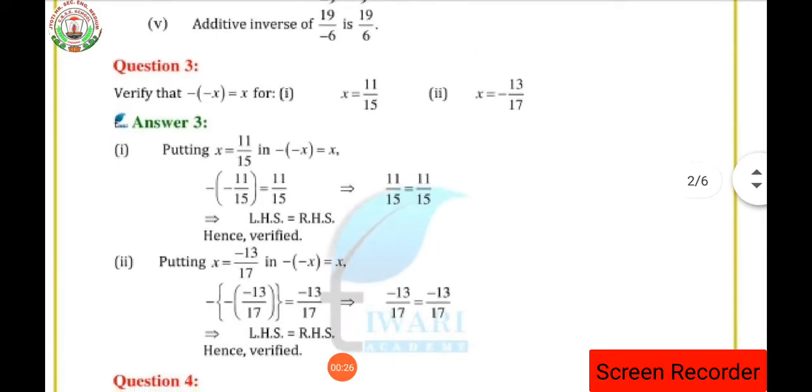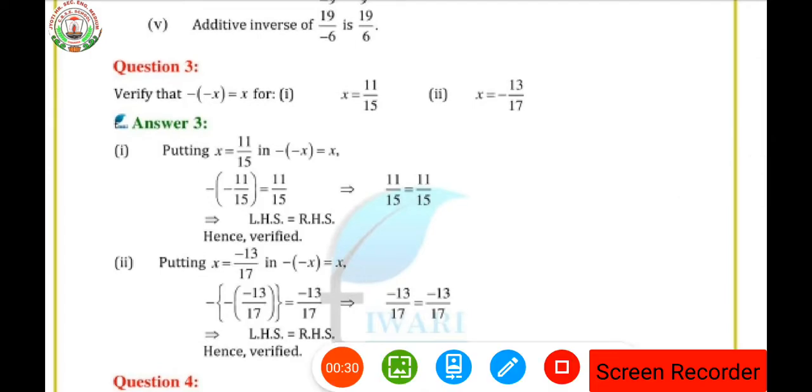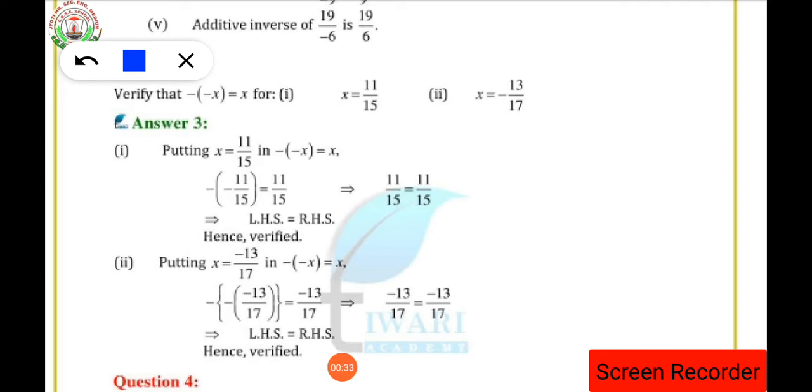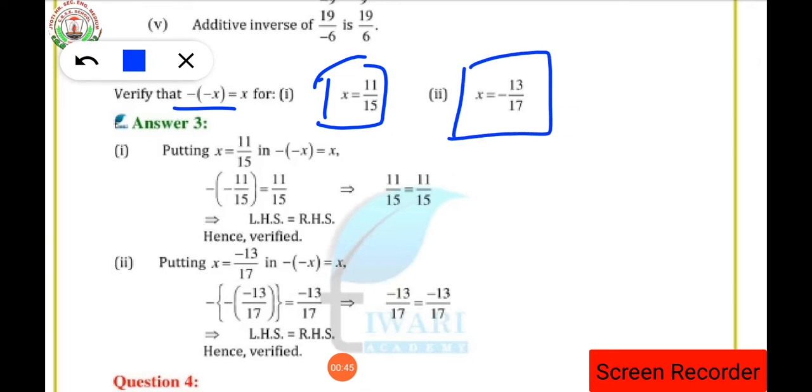Okay, we are having here question number 3. In this question, it is said that you have to verify, what you have to verify? This equation, that is minus into minus x is equals to x, for the value x is equals to 11 by 15 and x is equals to minus 13 by 17. So you have to put these values and verify. So let's start the solution.